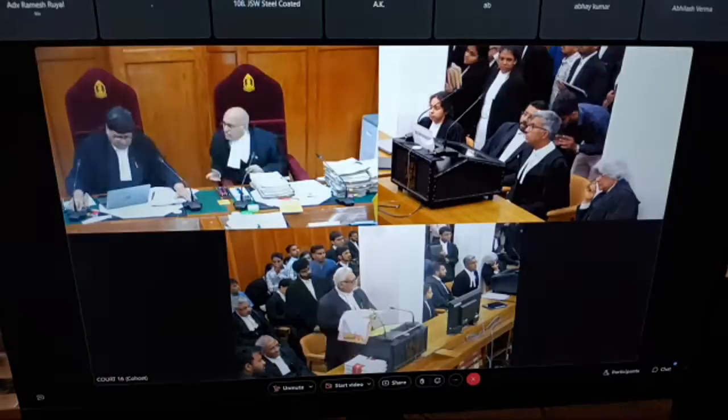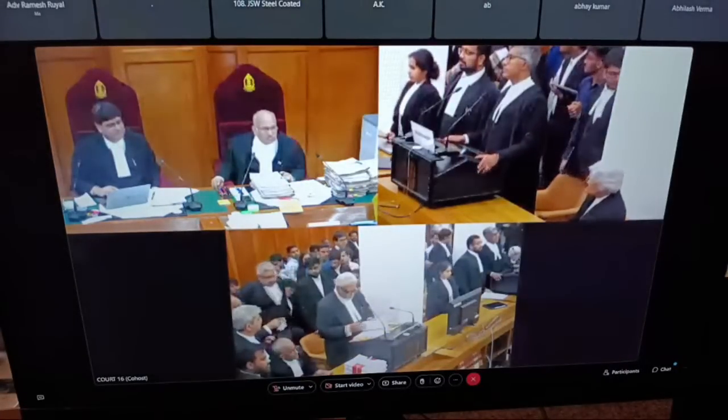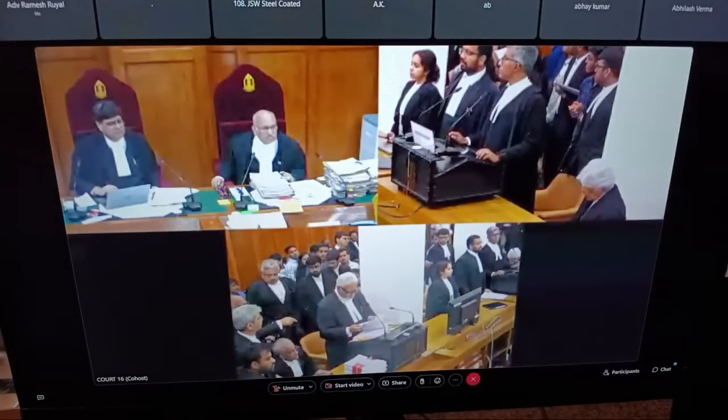All challenge the order of the Chhattisgarh High Court. Sir, it's only Chhattisgarh High Court. No other state. Items 10 and 11 are added to item 8, to be taken along with it.